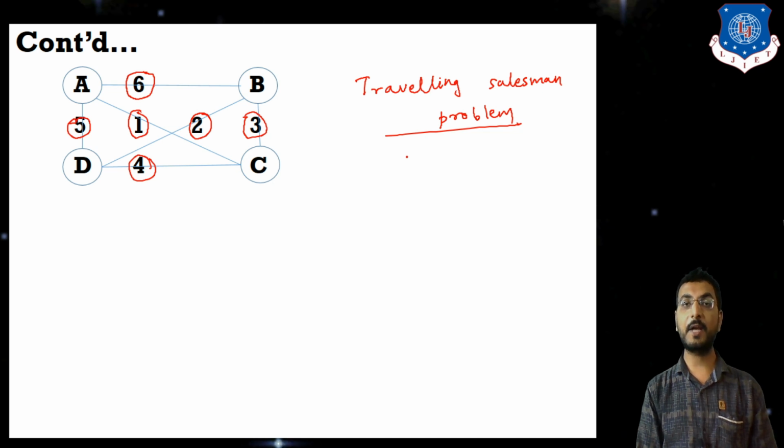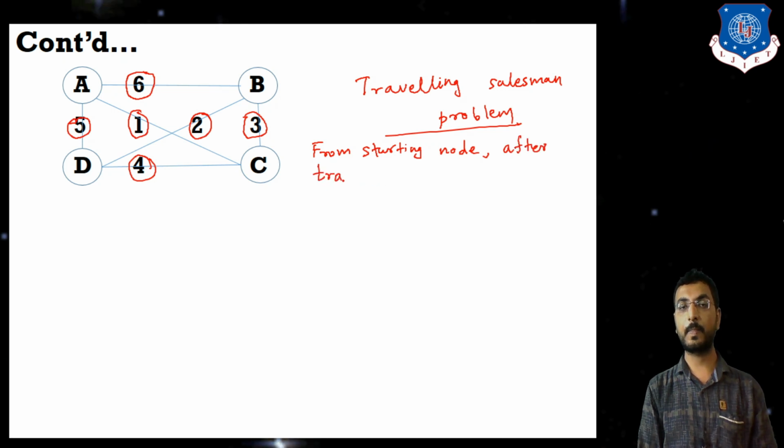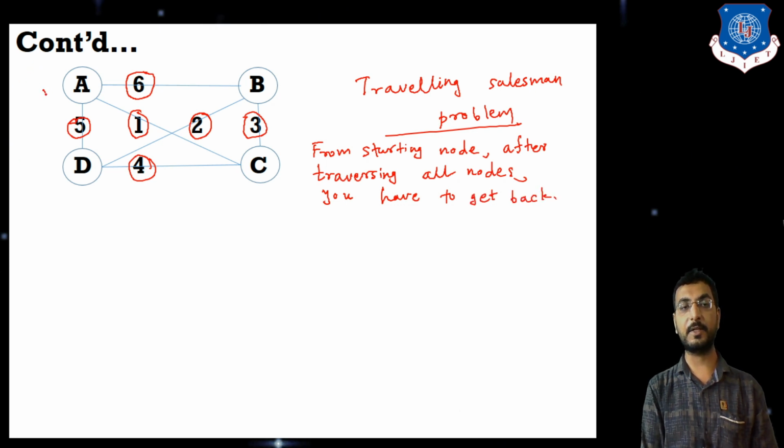See, what is the scenario of the traveling salesman problem? In the traveling salesman problem, you can select whatever starting node you want. Listen everyone, after traversing all nodes, you have to get back. So at last you have to get back to the original point, and that original point is A, let's say.